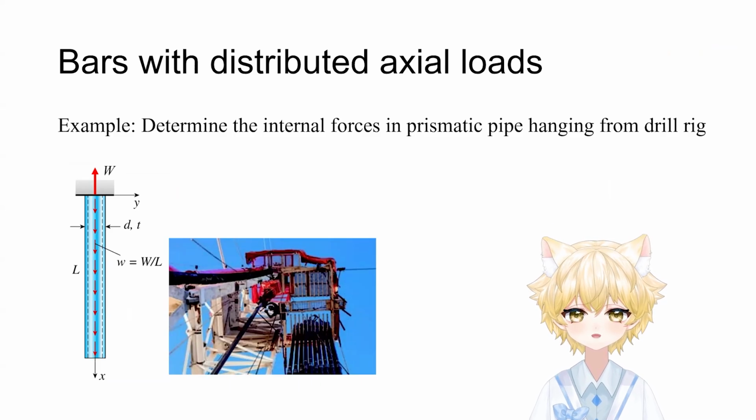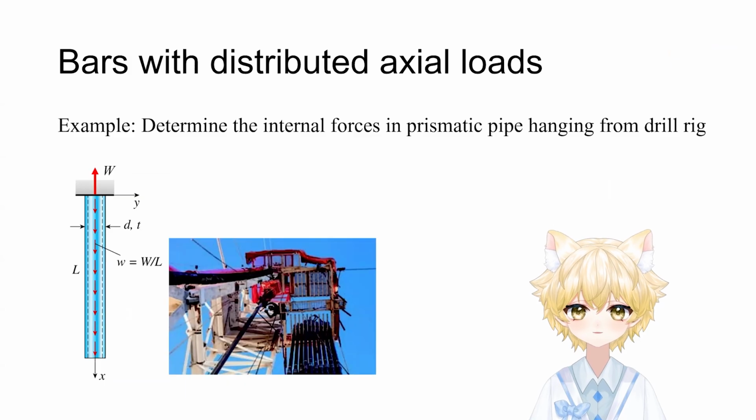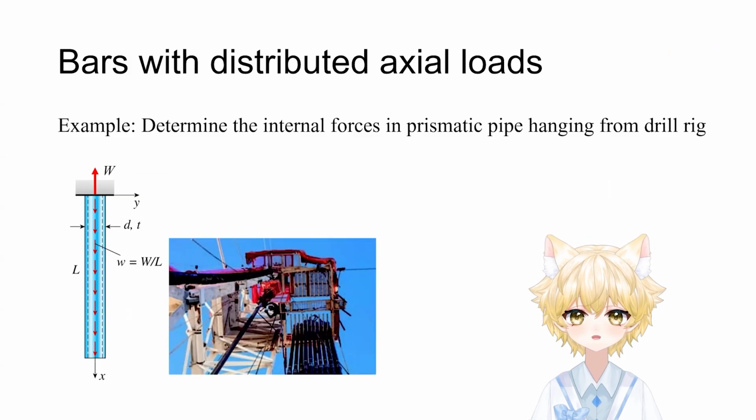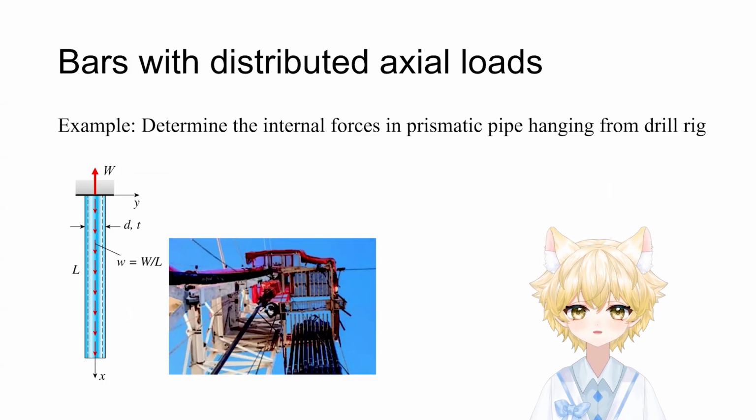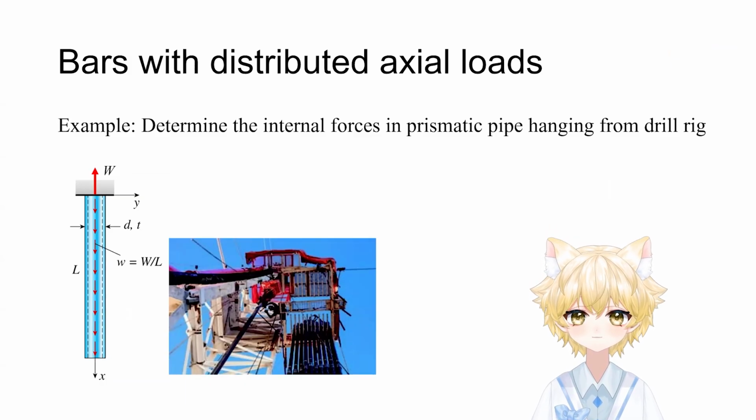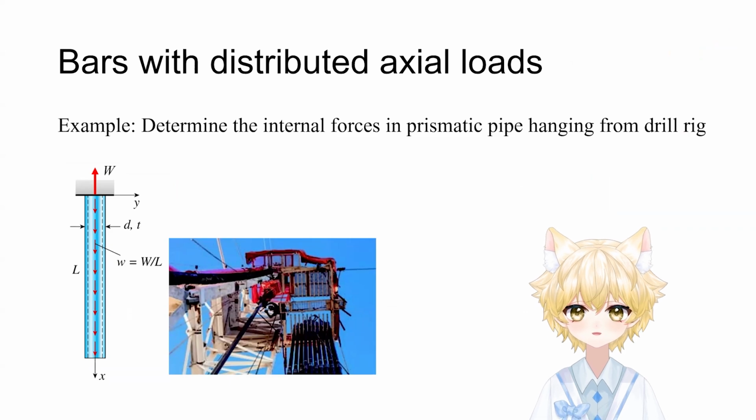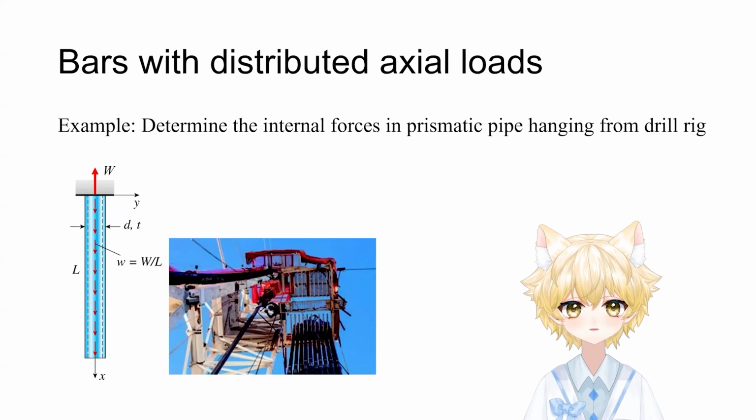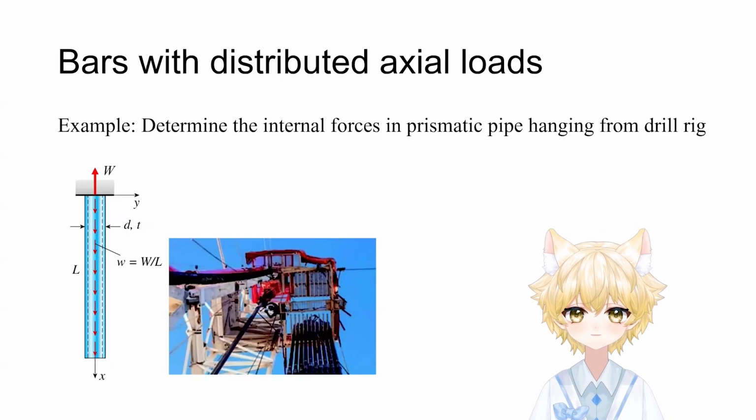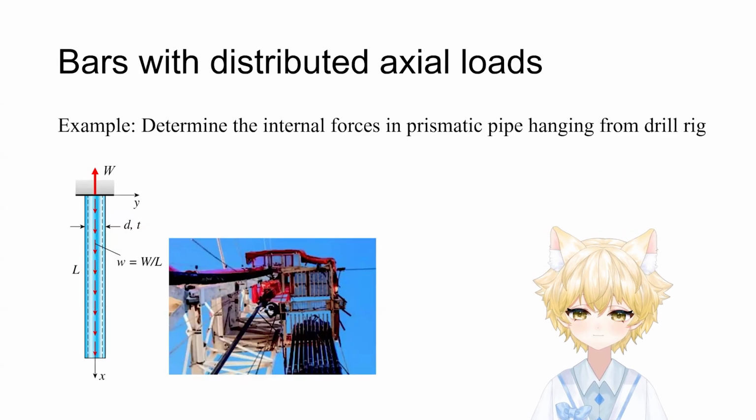Now we move from discrete points to the real world of distributed axial loads. In the previous example, the internal force jumped in steps, but what happens when the force is spread out continuously? I want you to imagine a heavy steel pipe hanging from a drill rack, like the one shown on the slide. There is no external weight hanging off it. The load is simply the weight of the pipe itself. Now ask yourself, is the internal force the same at the top and at the bottom?